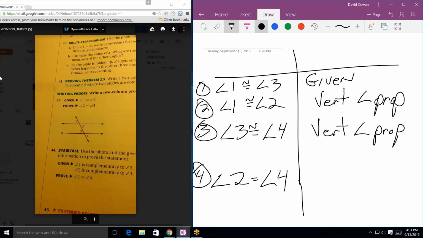Hold on a second. The substitution property says if angle 1 is congruent to angle 2 and angle 2 is congruent to angle 3, then angle 1 must be congruent to angle 3. That's the congruent supplements theorem. No, it isn't. It's the substitution property of equality. It's also the transitive property of equality. Yeah, it could also be taken as the transitive property of equality.